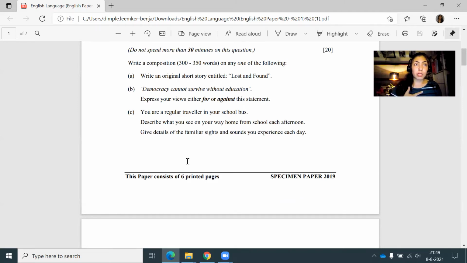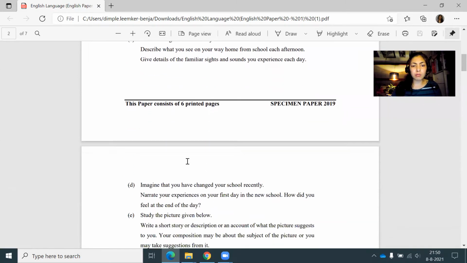Think about the level of formality, that is the register. Are you supposed to be formal in your writing, informal in your writing? I would be formal in B, because it's an argumentative kind of essay. So I would use formal language, but I would use informal language in, let's say, D, narrate your experiences on your first day in the new school, because probably my own classmates would like to read this. So I don't really need to be formal with them, right? So think whether the reader would like it or not.